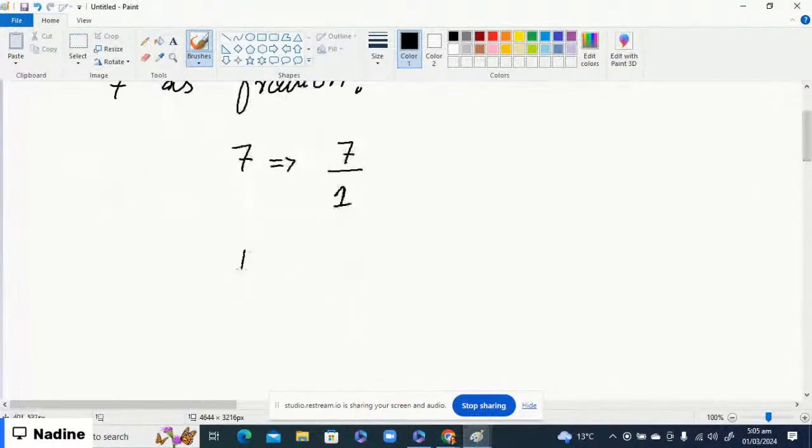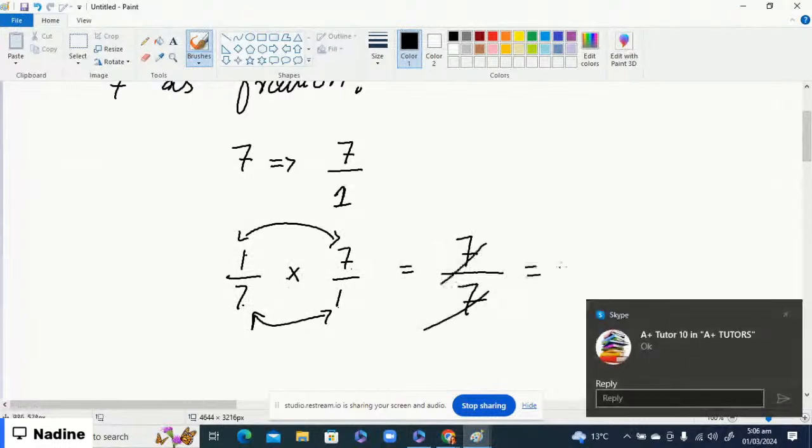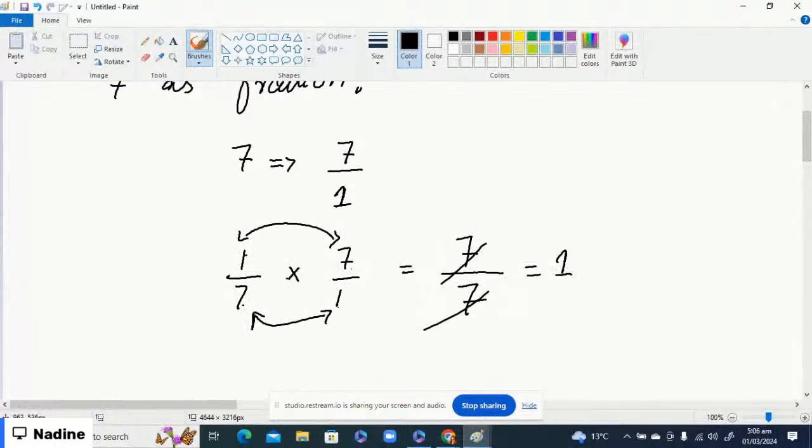Now put in place of this 7, 7 over 1. So 1 over 7 times 7 over 1. Multiply the numerators with each other, multiply the denominators with each other. 1 times 7 is 7. 7 times 1 is 7. Both are the same. Cancelling out, then we get the answer 1. Okay, let's do the next.